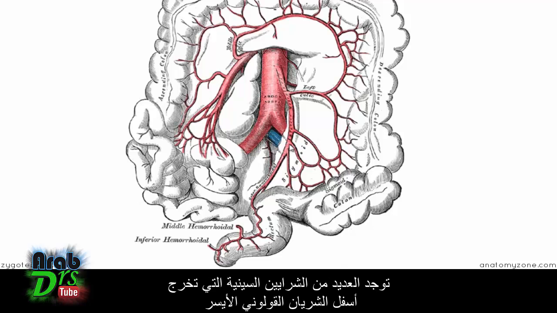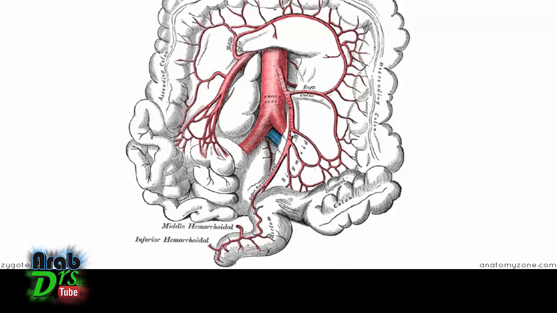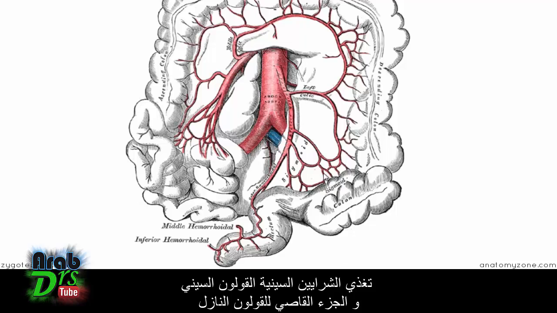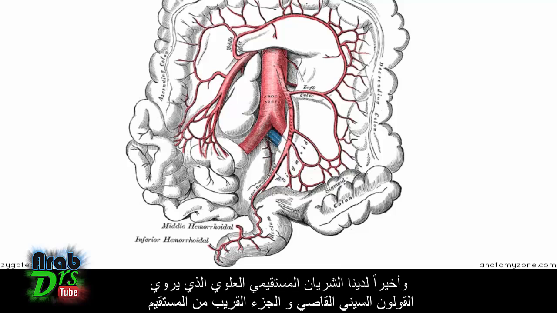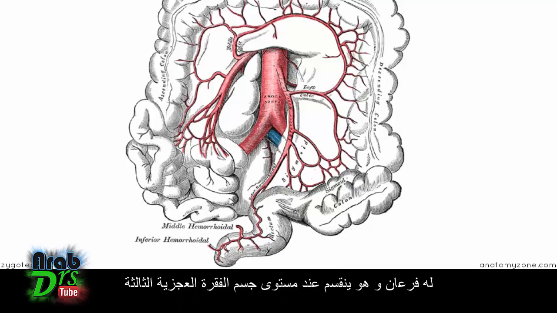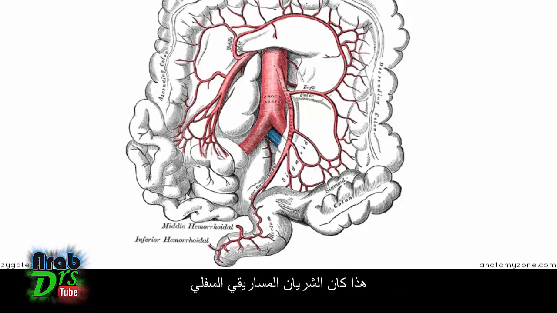So the sigmoid arteries, there's quite a few of these which come off below the left colic artery, and these supply the sigmoid colon, obviously, and the distal part of the descending colon. And then finally we've got the superior rectal artery, which supplies the distal sigmoid colon and the proximal rectum, and it has two branches. So it splits at the level of the body of S3, and it crosses from the abdominal cavity into the pelvic cavity. So that's the inferior mesenteric artery.